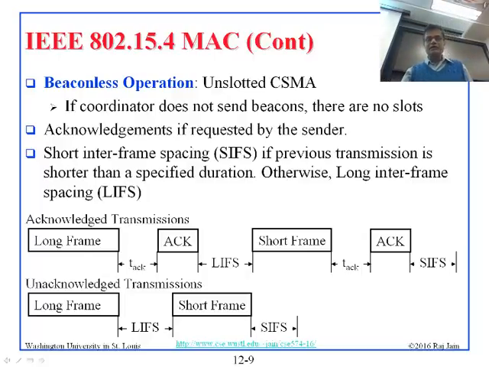A short interframe spacing is used if the previous transmission is shorter than a specified duration, otherwise a long interframe spacing. So you use either a short or a long interframe spacing. If the previous frame was very short, you wait the short spacing. If the previous one was long, you wait the long spacing. The spacing is how far you wait before you can even sense the medium, this is LIFS or SIFS. And the acknowledgement time is fixed. Generally, in most of the protocols that we will see and that I have seen so far, the ACK comes within one SIFS. So whenever the packet comes, you wait for the short interval and then you send the ACK. But this is more for in between the frames. So you send the frame. If the previous frame was long, you wait long, and if it was short, you wait short. Okay?